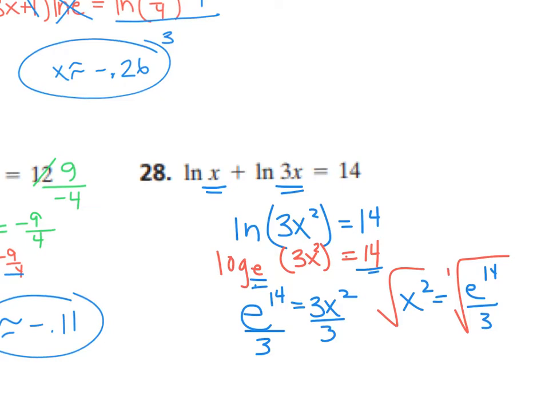So technically this could be plus or minus. But if I look at my original problem, I can't put a negative number in for x because that will make part of the expression undefined, because you can't take the natural log of a negative number. So my answer is going to be the positive. So I'm going to do the positive square root of e to the 14th power and then divide it by 3. And I get about 633.14.